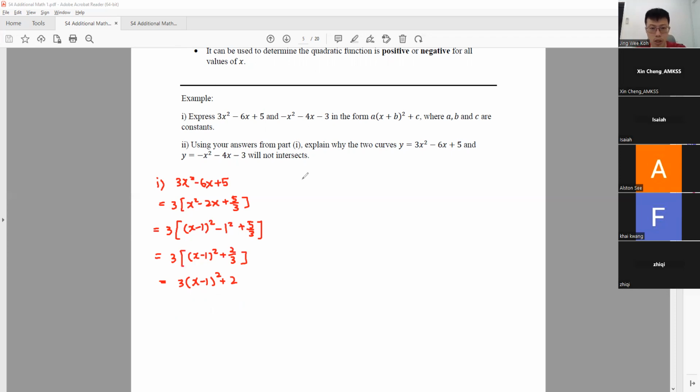Now let's move on to complete the other one. Again, I expand this: x squared plus 4x plus 2 squared. So I subtract away the 2 squared. I copy down the plus 3. This is what I get after I complete the square.